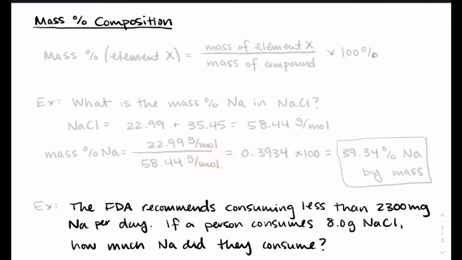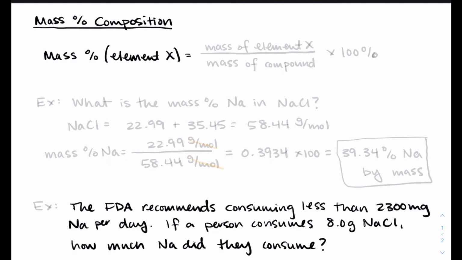Mass percent composition is another way that we talk about the makeup of a molecule. The formula for calculating this, mass percent of element X, is what I've put here for my generic. So the mass percent of element X in a compound would be equal to the mass of that element divided by the mass of the compound, and then multiplied by 100 to give a percentage.